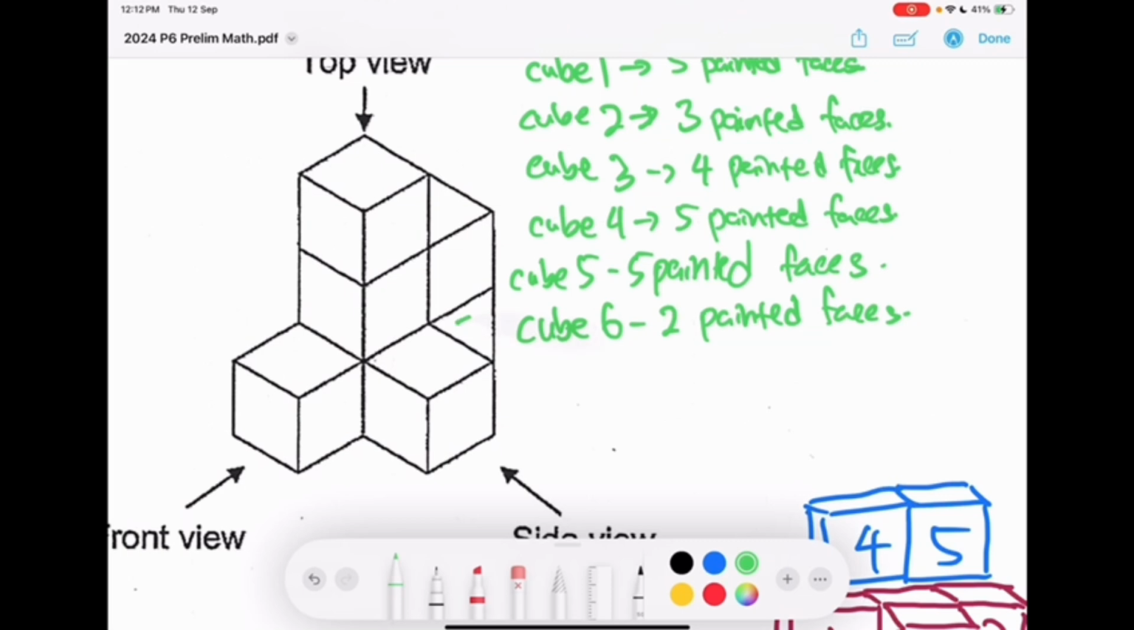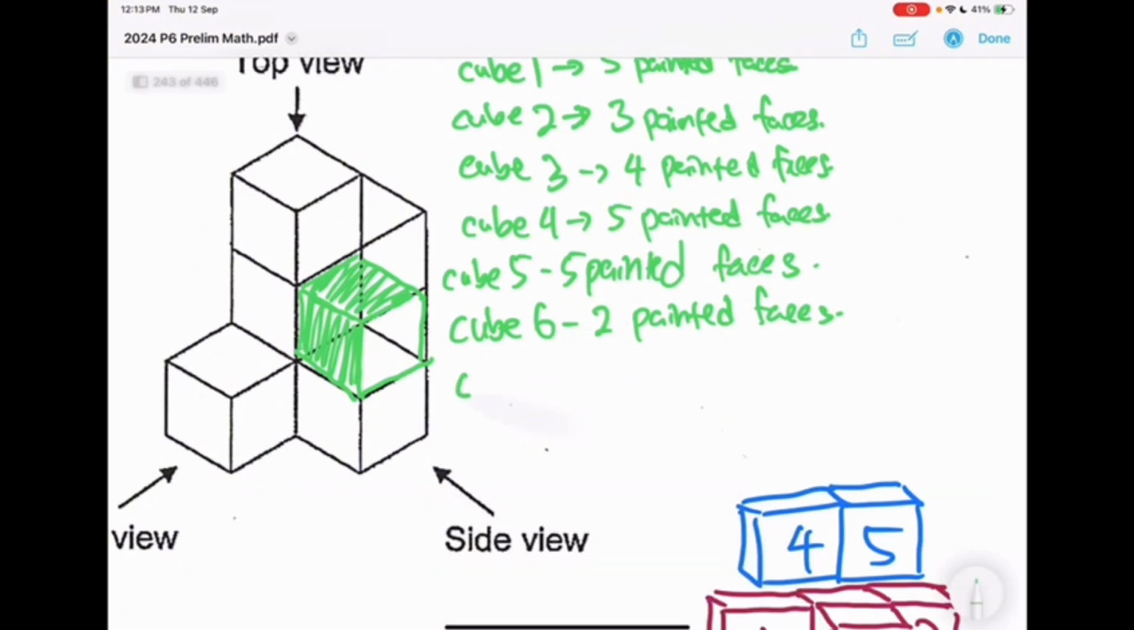Moving on to the last cube, the one at the back over here. Alright, likewise, what I'm going to do is to draw the cube as best as I can to represent all faces of it. Okay, so this is all the way at the back. Alright, so we know for sure that the top is covered. This side is covered. And that's all. It only has 2 covered sides. Cube 7 has 4 painted faces.